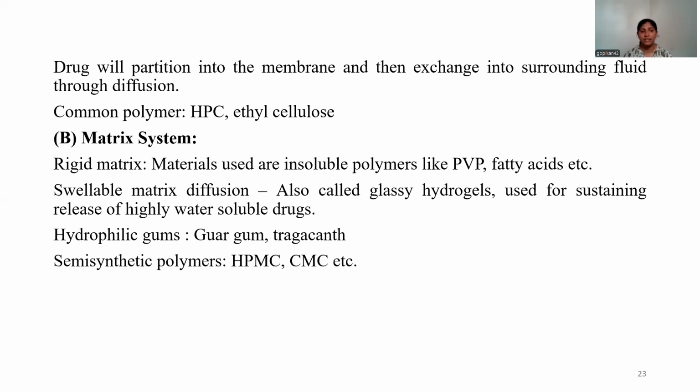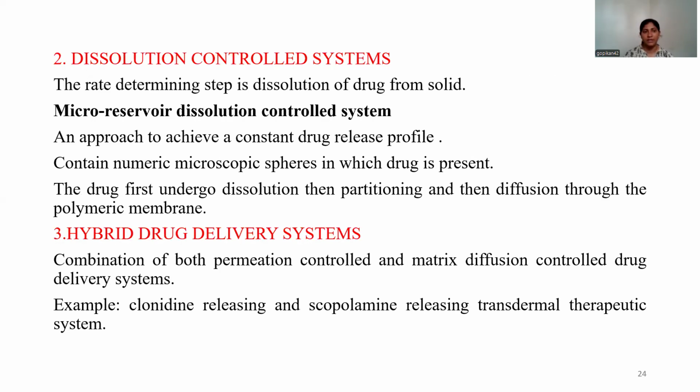And next is the matrix system. The rigid matrix materials used are polymers like polyvinyl polymers and fatty acids, etc. Swellable matrix diffusion systems, also called glassy hydrogels, are also used for sustained release of highly water-soluble drugs. Hydrophilic gums such as guar gum and tragacanth are used. Semi-synthetic polymers such as HPMC and CMC are also utilized for this matrix system.